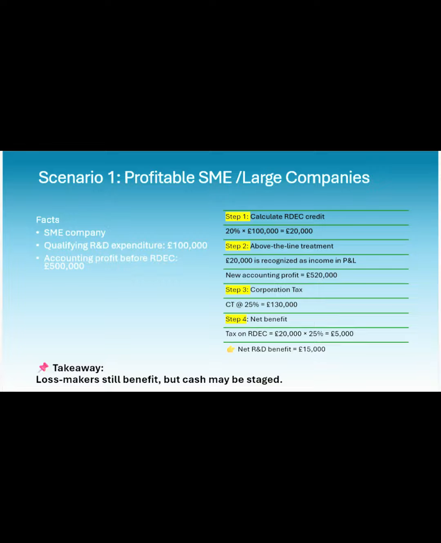So if you are a profitable SME, you can deduct this 20,000 RDEC credit against your outstanding tax liabilities. But please note that your net benefit is 15,000 after tax, because you already included this 20,000 in your profit and you are calculating 25% tax on that.